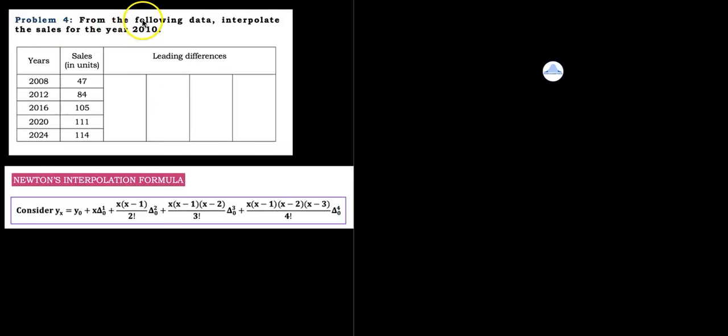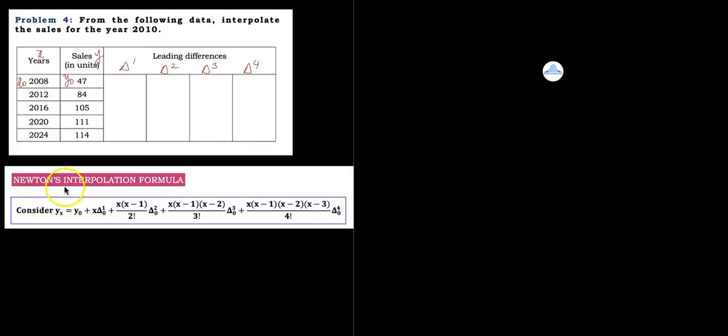Problem 4. From the following data, interpolate the sales for the year 2010. In the first column, the years are given and then the sales in units are given. So now, what is the first step? The first step is to mark the years as X and the sales as Y. Then the first value under the X column, mark it as X0, and the first value under the Y column, mark it as Y0. Now, since 5 years are given, the leading differences will go on till column number 4. So, you'll have delta to the power 1, delta square, delta cubed, and delta to the power 4.